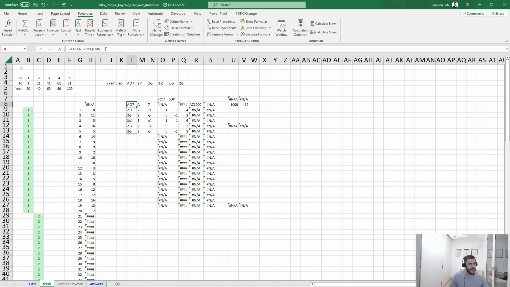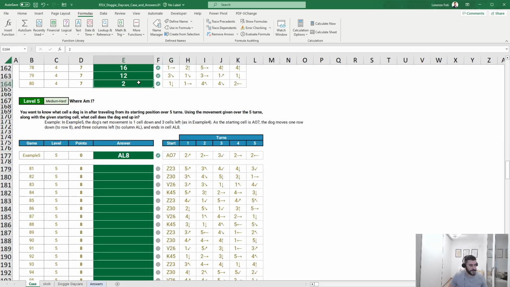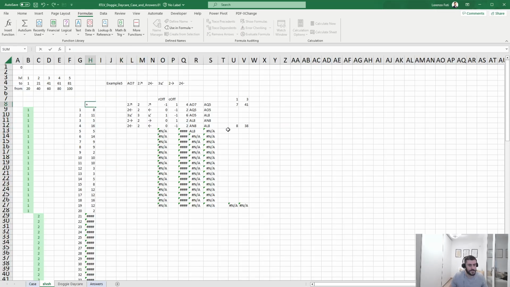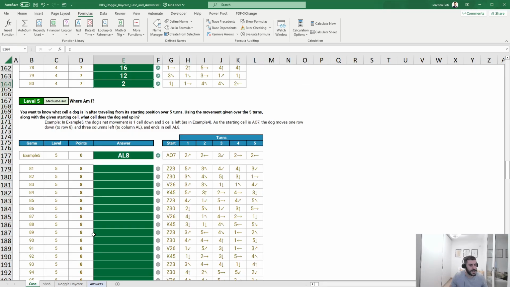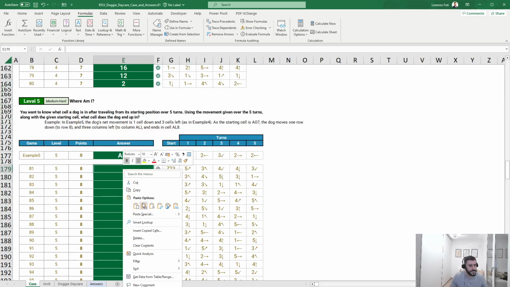The only difference is that now the starting cell is this one, and in this case I need to get only those 5 steps. And so the end cell is AL8, which I think is correct. So yes, this was basically free. It was a smart decision to use that approach for the previous level. And that's basically it for level 5.